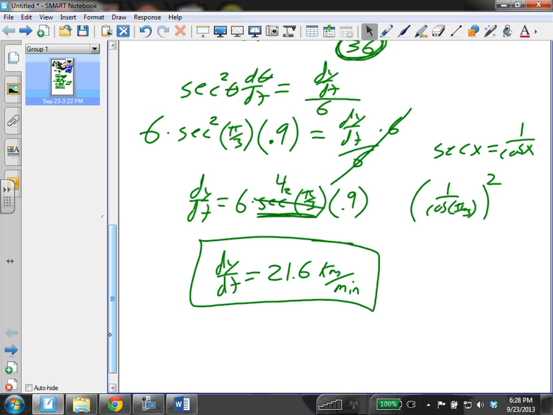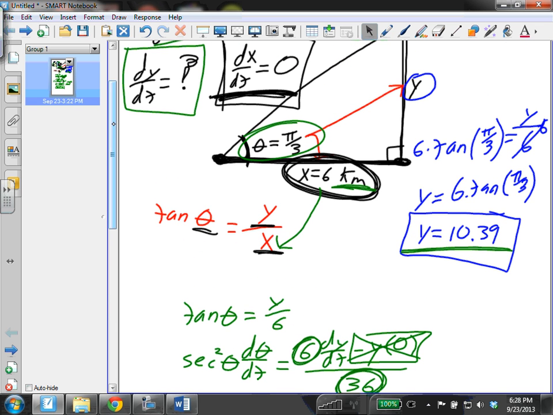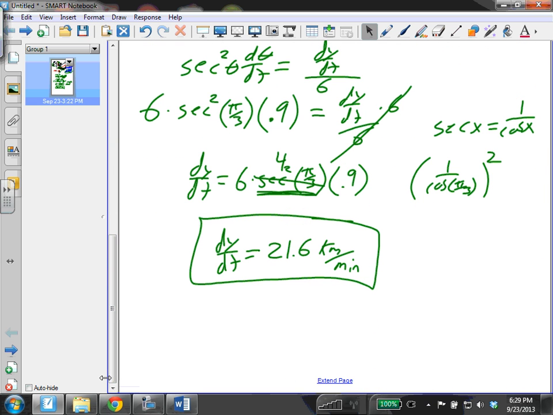I just want to point out that earlier I found y in the very beginning, and then when we got to the end of the problem, it turned out that we didn't even need it. But in some situations, you will need that opposite side, and so it's good to know how to find it, though in this case, it was completely useless and an utter waste of your time, and for that I apologize. But nonetheless, the answer to our problem is 21.6 kilometers per minute.